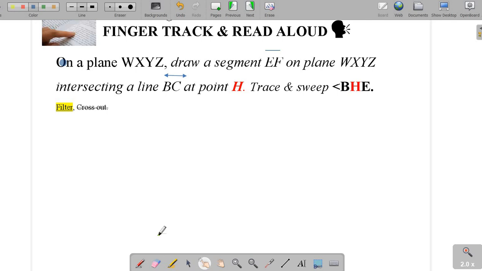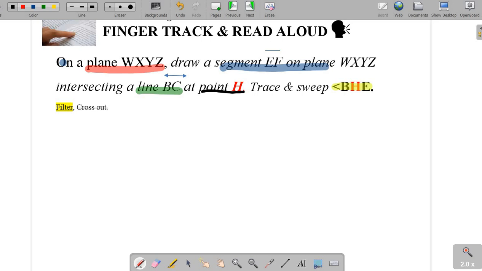Pass number 2, we're going to filter. Okay? Filter. We're underlining our keywords here. We have a plane, WXYZ. We have to make sure we get that correct. And then we have a segment on the plane, WXYZ, intersecting a line, BC, and we're intersecting at a point, H. And it's a point. That's important. Finally, we're going to trace and sweep the angle BHE. Okay, that was pass number 2.